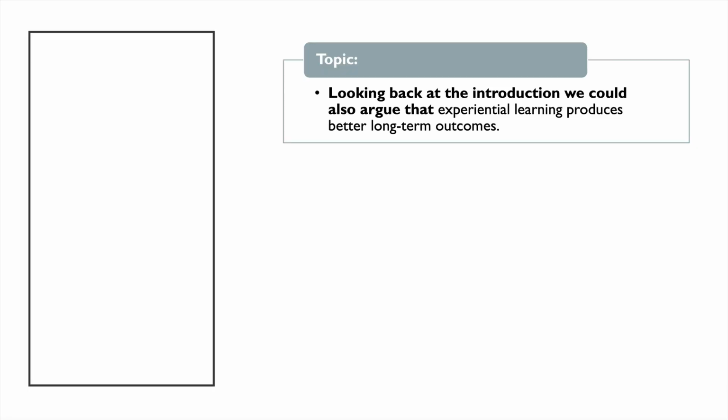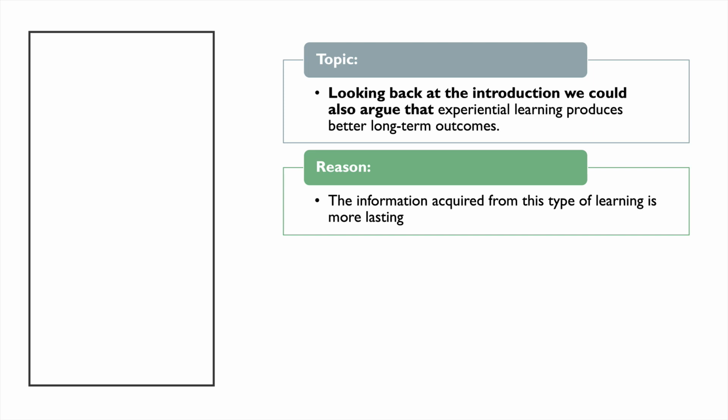Now again, the topic for this paragraph, because I'm writing why experiential learning is better, my next topic will be the next benefit. And you can see experiential learning produces better long-term outcomes. So the topic here for this paragraph is better long-term outcome. Now I have to think, why do we have better long-term outcomes with experiential learning? And the reason is the information acquired from this type of learning is more lasting.